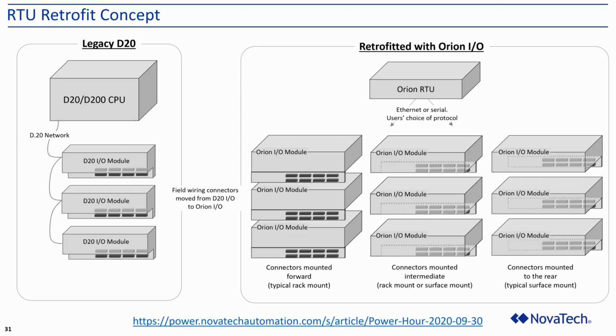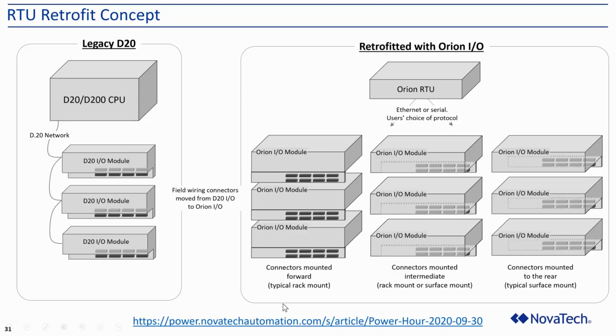Traditionally, if we look at a D20 application as a legacy RTU retrofit, you would have a proprietary protocol connecting one module to another, as you see there. In a retrofit application, we would get rid of that processor unit and put in an Orion RTU at the head end, and the user would have their choice of protocol and their choice of serial or Ethernet to connect to the I/O modules, the Orion I/O modules.